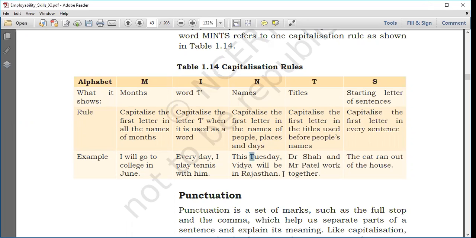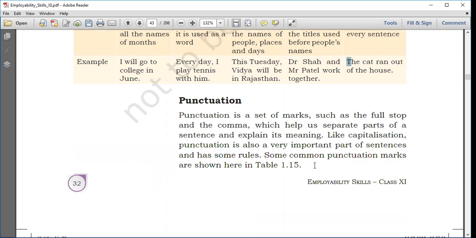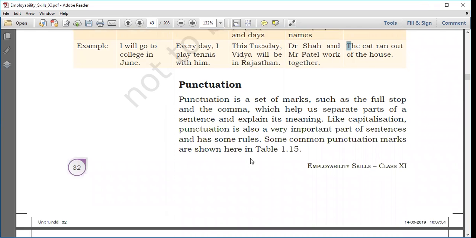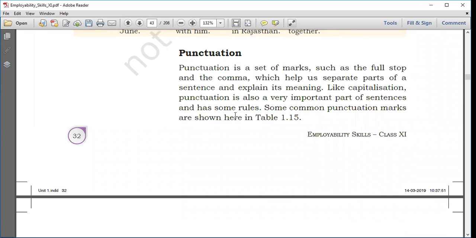First letter is capital always. Titles like Doctor, Mr., Mrs., Miss, the first letter is capital, and the first letter of every sentence is always capital, right? Then talking about punctuation marks, punctuations are the set of marks like full stop, comma, etc. It helps us to separate the parts of the sentence and explain its meaning, right?